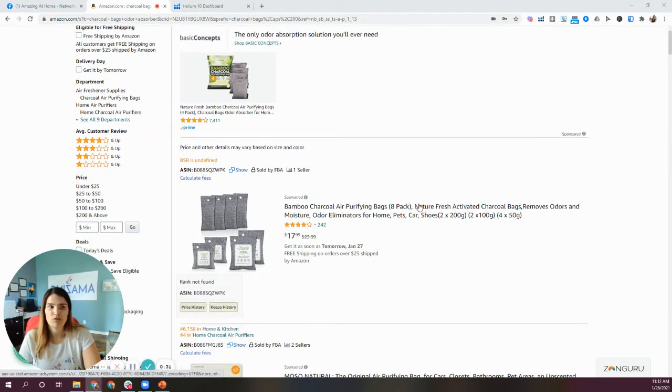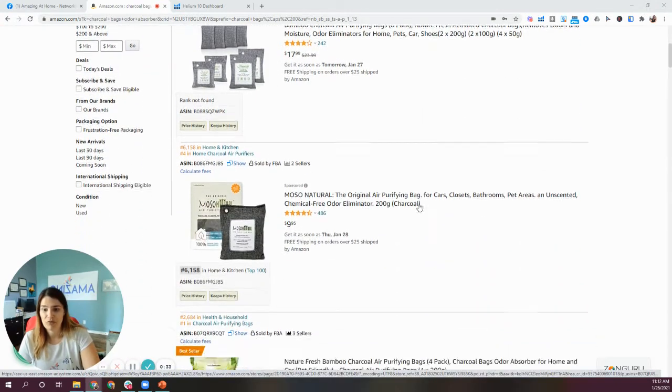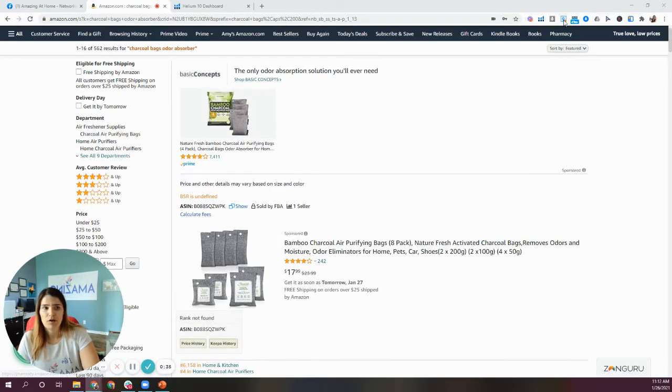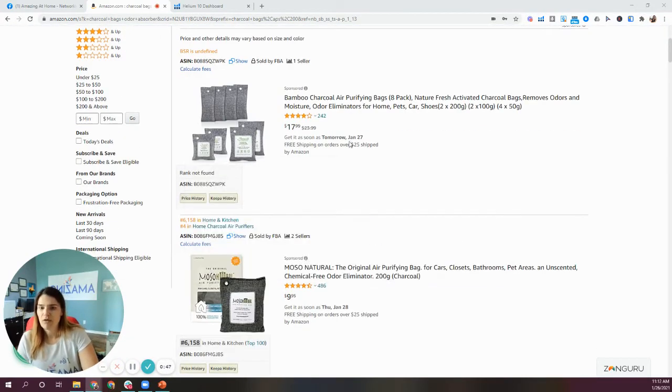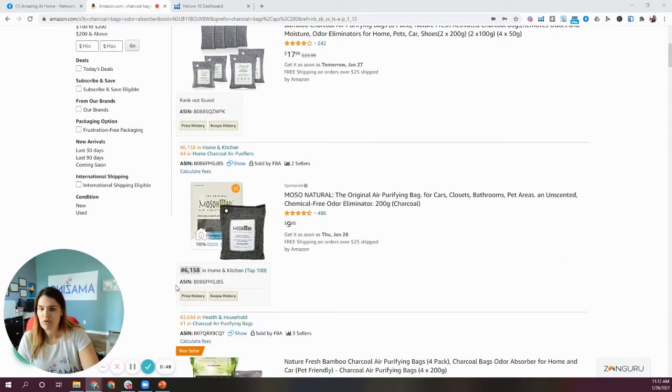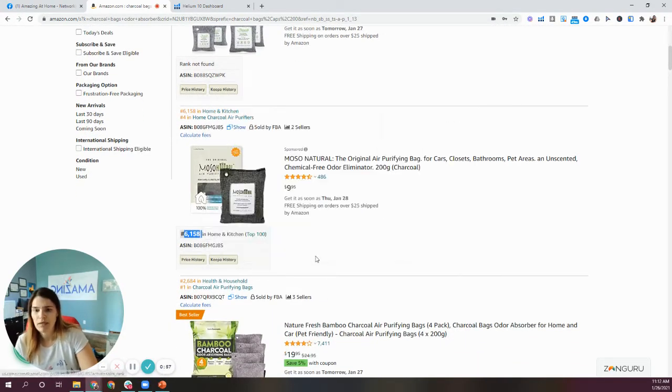So I want to show you two different tools that you can use. First of all, this tool right here, DS Amazon Quickview, it's up here in my toolbar, my Chrome extensions, right? DS Amazon Quickview is free. And what it does is while you're searching through, you actually get to see the ranks of the product. And there's many tools that do this, but this one is really great.